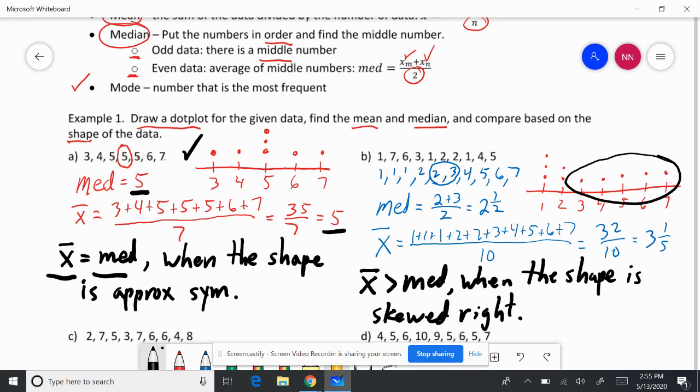So there's basically 3 different answers. One we have right here, when the mean and the median are the same, when the shape is approximately symmetric. The other one is the mean is greater than the median when the shape is skewed right. And you could probably guess what our third one is. The mean is less than the median when the shape is skewed left.